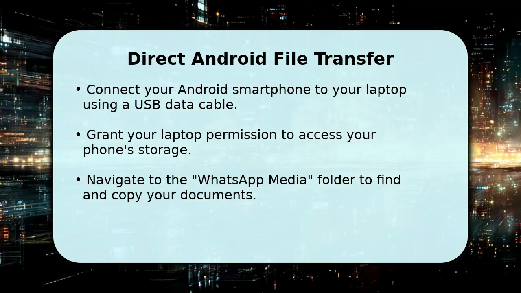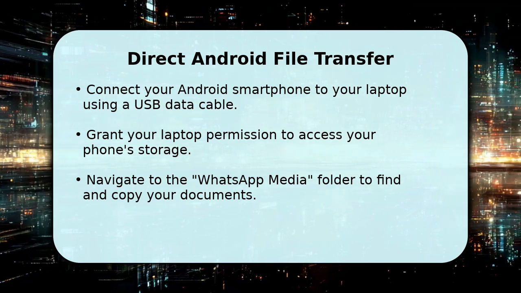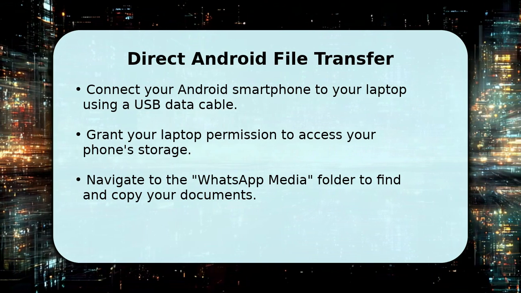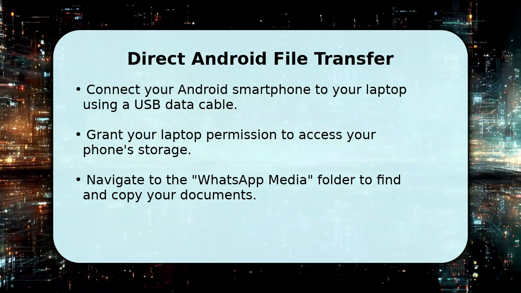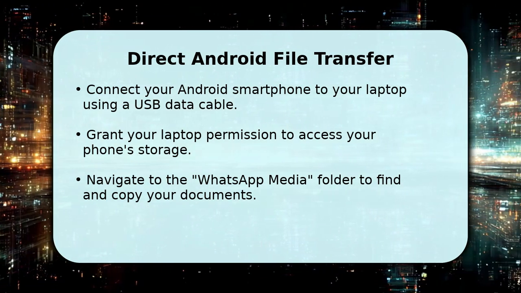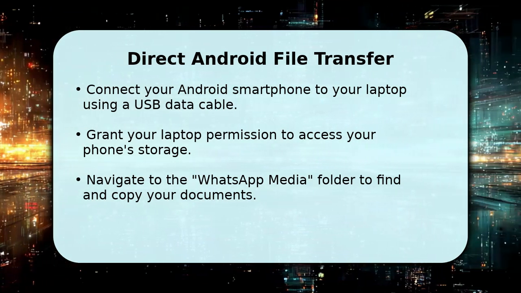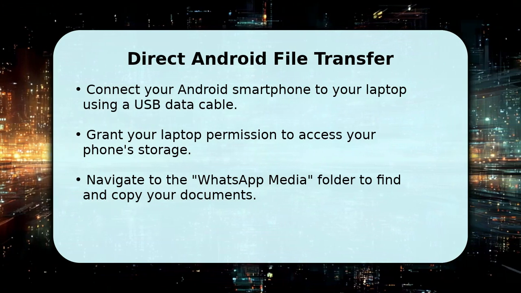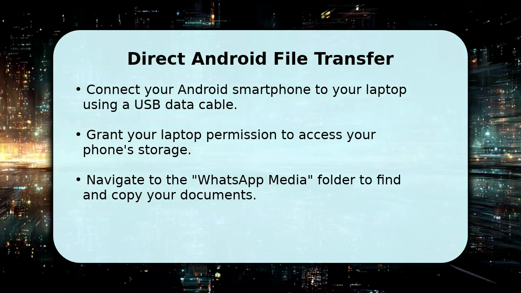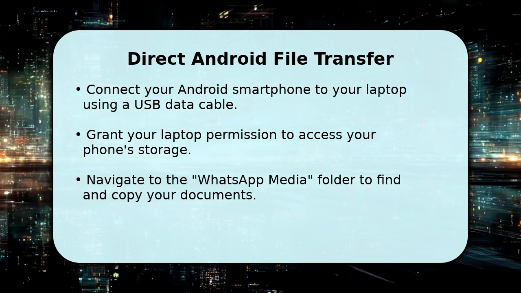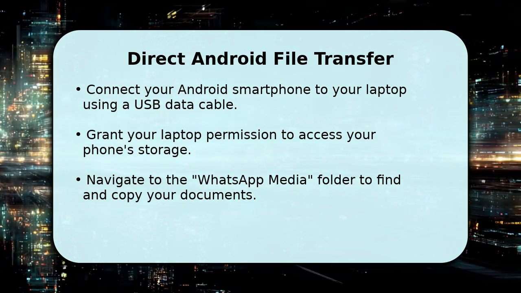If you use an Android phone, a direct USB cable connection is another efficient option. Simply plug your smartphone into your laptop using a suitable USB data cable. On your phone, select the File Transfer or MTP option when prompted. Now, open your laptop's File Explorer, navigate to your phone's internal storage, and locate the WhatsApp Media folder to copy your documents.